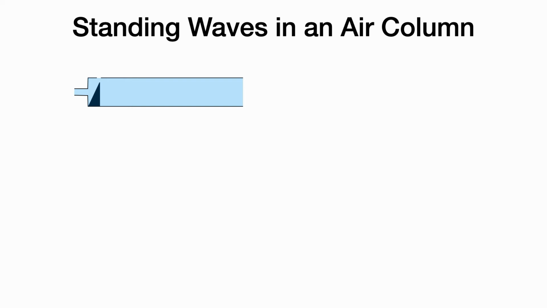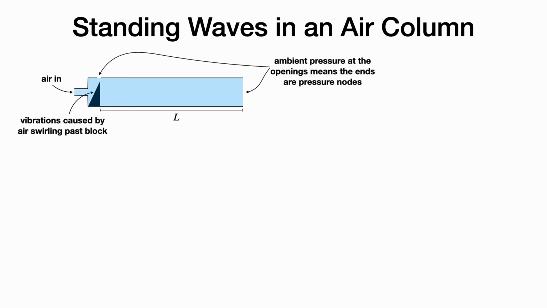The first is a pipe with the right end open. Actually, both ends of the pipe are considered to be open. Air is blown into the left end of the pipe, and its motion past a block causes turbulence and oscillations that create a standing wave down the pipe of length L. But the opening near the block means that this end of the pipe is open and both ends will remain at atmospheric pressure, meaning that pressure nodes are present at both ends of the pipe. We can also view this as having displacement antinodes at both ends of the pipe.